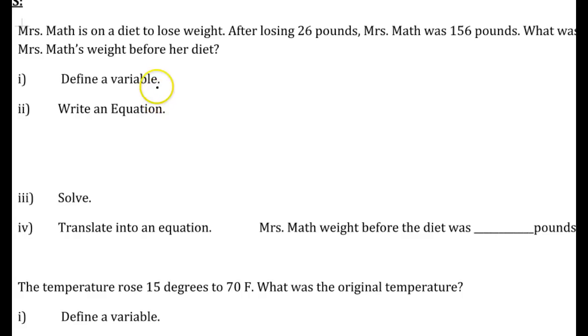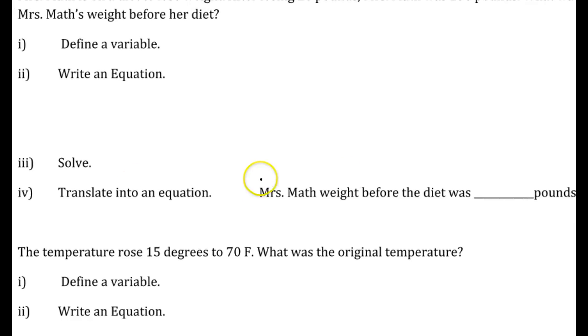Really, this first one just means, well, what letter are you going to use in the equation and what does that letter stand for? Write an equation, that's what you have been doing, so really the second step is probably the most familiar, and then solving it, you've been doing that as well. And then the last part is just this. Write your answer in a sentence so it actually fully completes the problem.